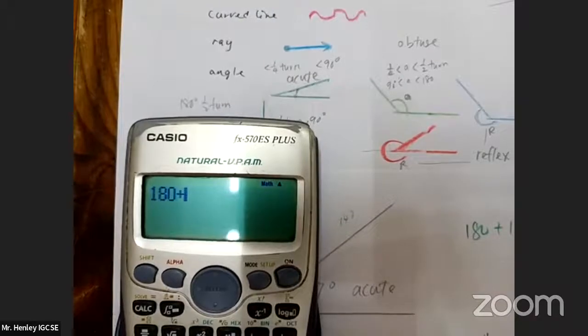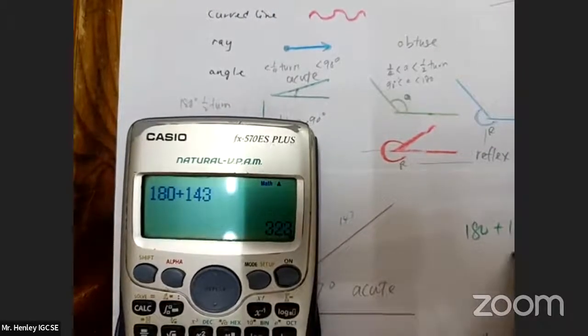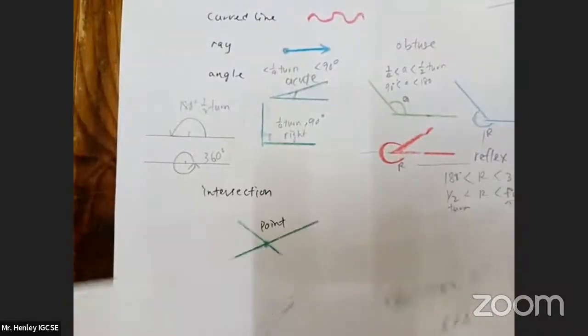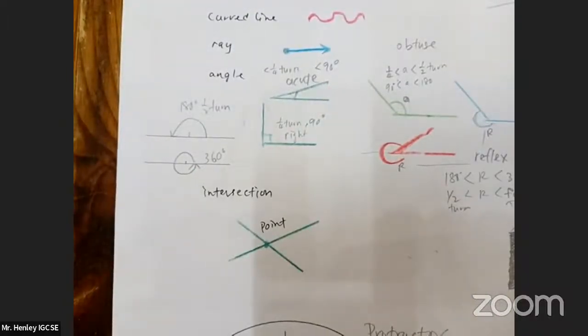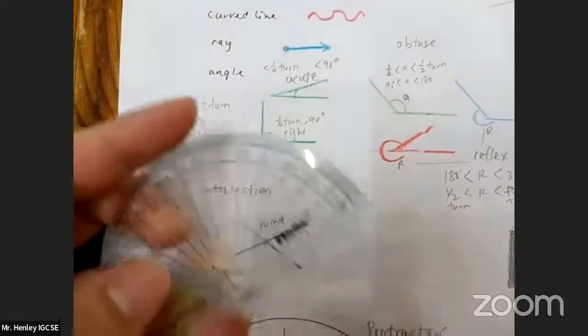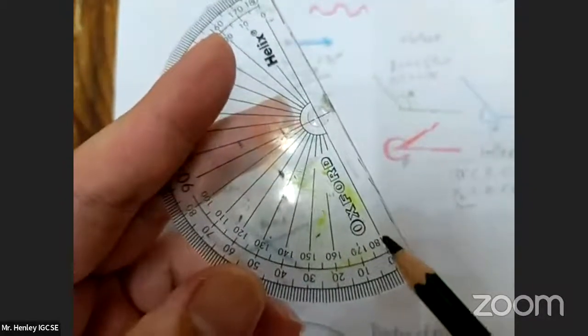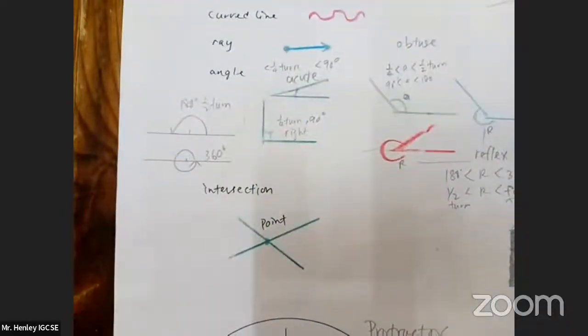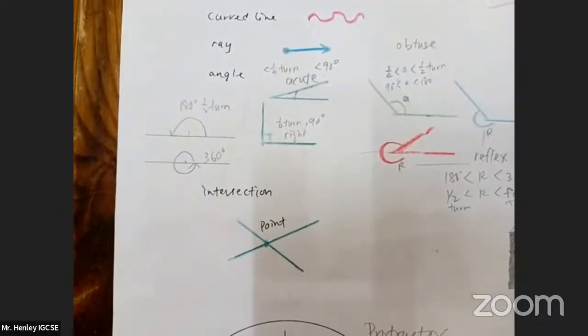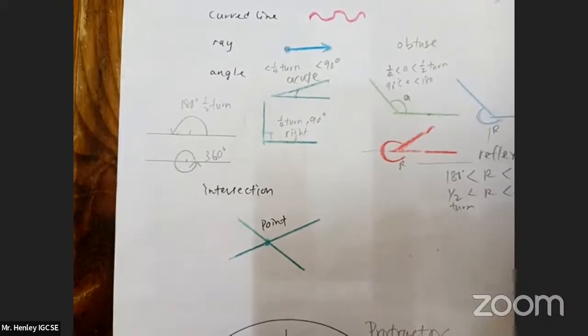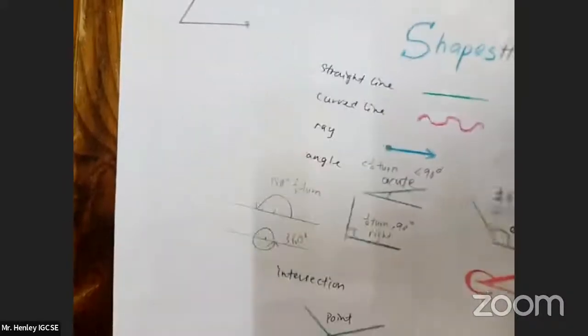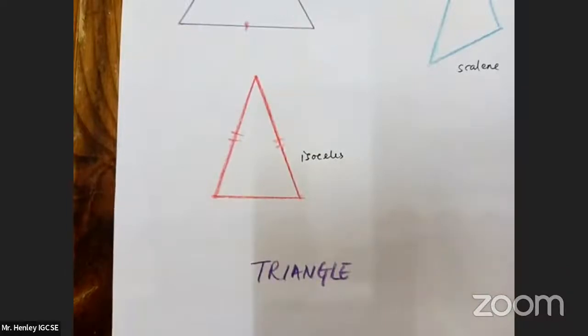180 plus 143 will give you the 323 as well. So this is a way to measure the angle. Just remember, you need to move everything until it covers the gap here, to combine as one line. I think in year 7, all you need to do is just the measurement.